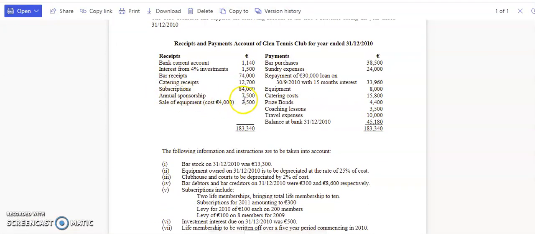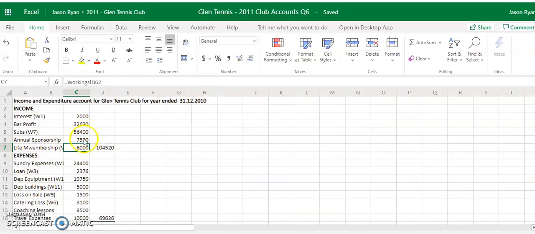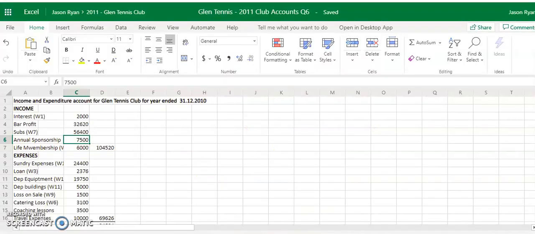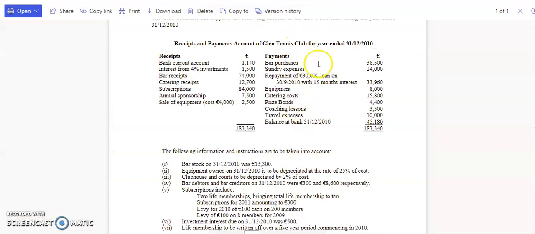So you've got annual sponsorship of 7,500. That's just going to go in as it is. And then we sold equipment, it cost us 4,000. We got 2,500 for it, so we made a loss on that. So we've got all our income. We're going to add them all up, and that's going to give us 104,520.